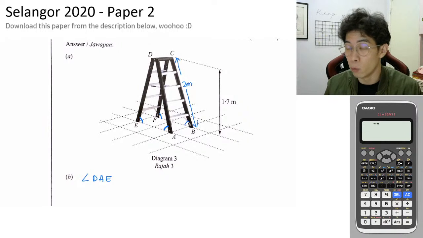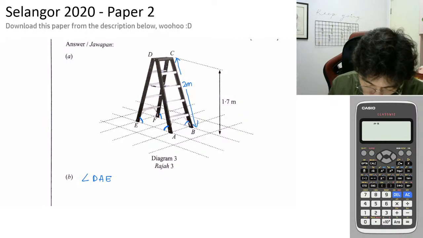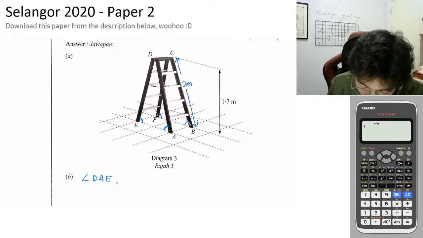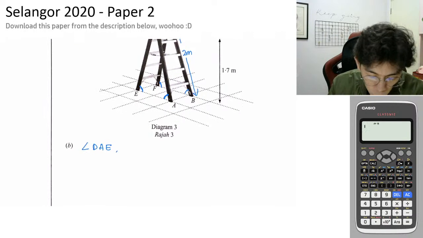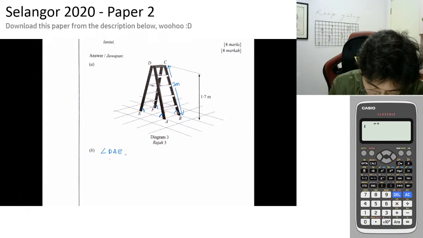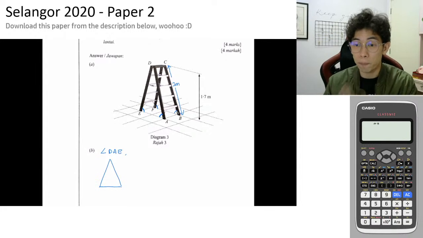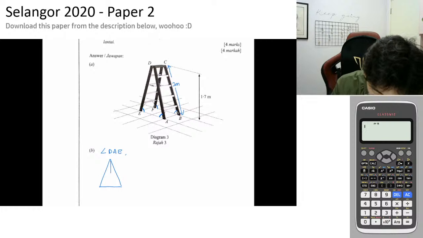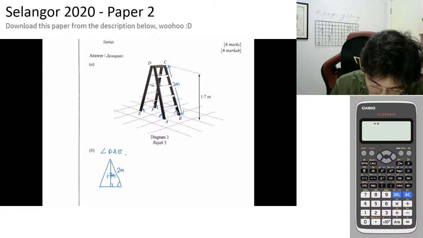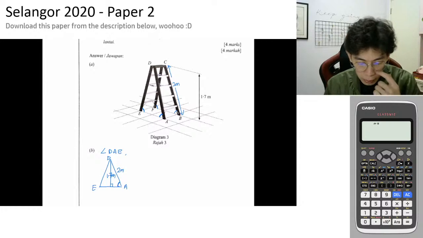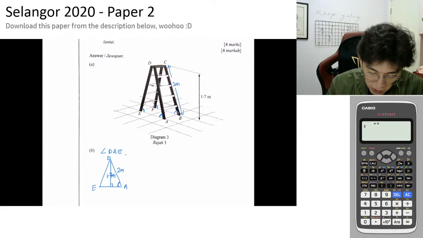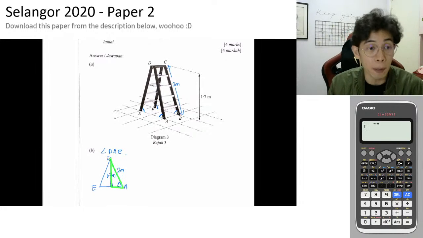Okay, it will be recorded. So next, I'm going to do a bit of drawing to show everyone. So the ladder sideways, then you draw a line downwards. You know this will be 2 meters and the height over here will be 1.7 meters, right? So I'm getting this angle here. This is D, A, and E. I'll be focusing on this part, this right angle triangle.